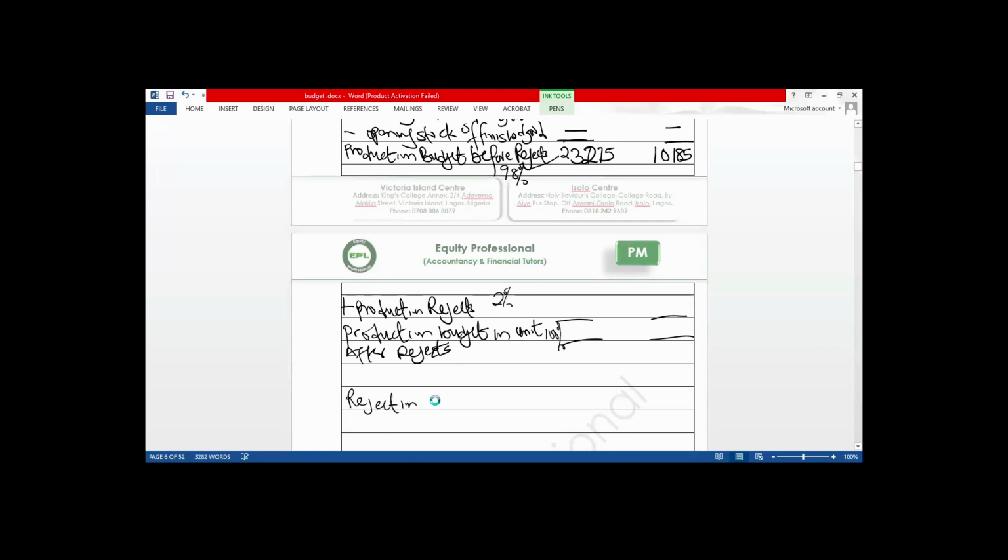Rejection for K is equal to 2/98 multiplied by 23,275. That is how to get the rejection number for product K.